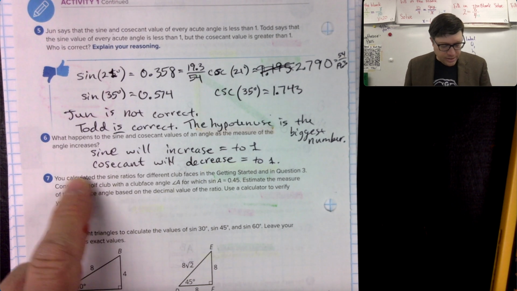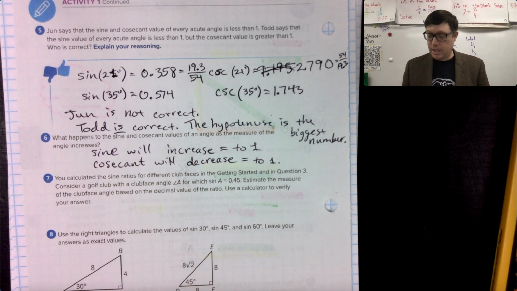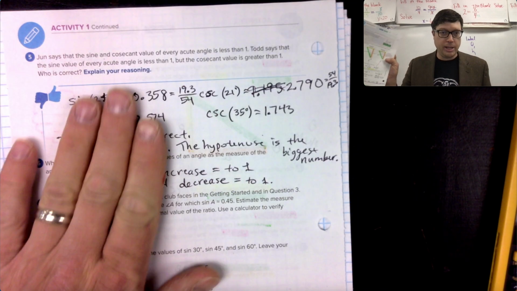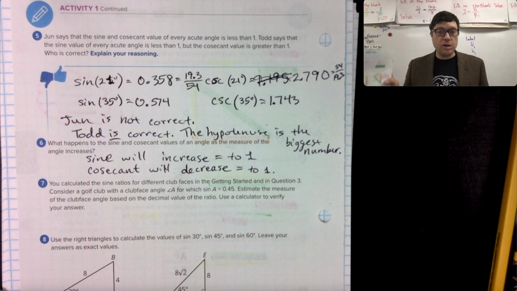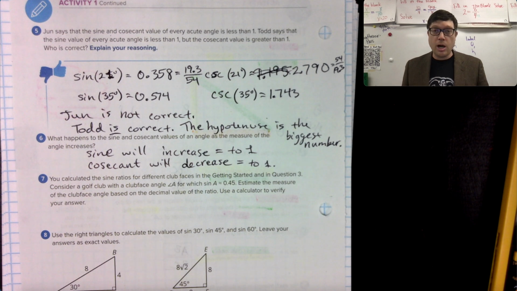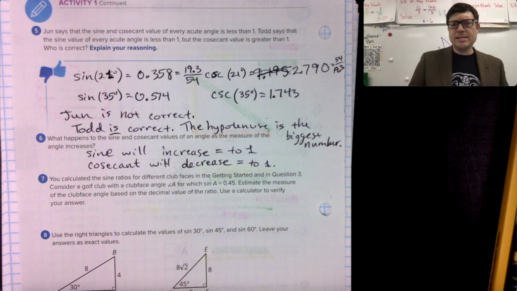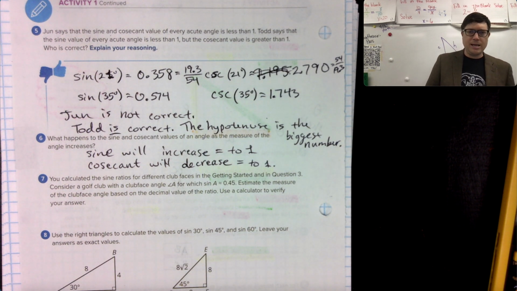You calculated the sine ratios for different club faces in the getting started and in question 3 on the other page. So consider a golf club with a club face angle A, which has a sine of 0.45. Estimate the measure of the club face angle based on the decimal value.